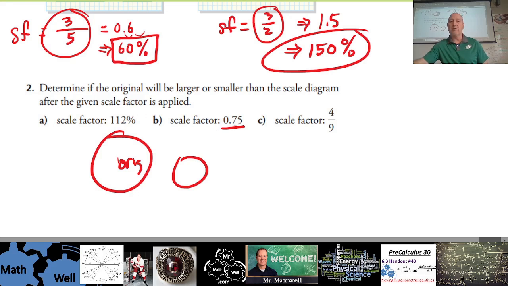So the scale factor is 0.75. That means that the diagram is smaller. So the original is going to be bigger. Does that make sense?